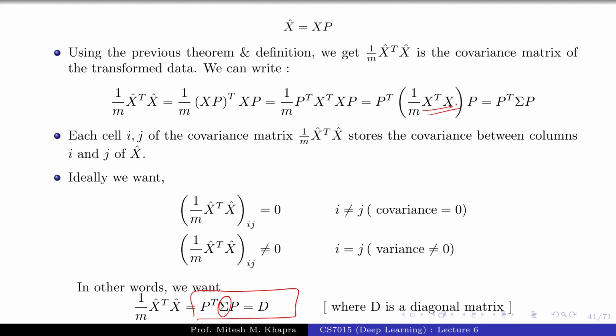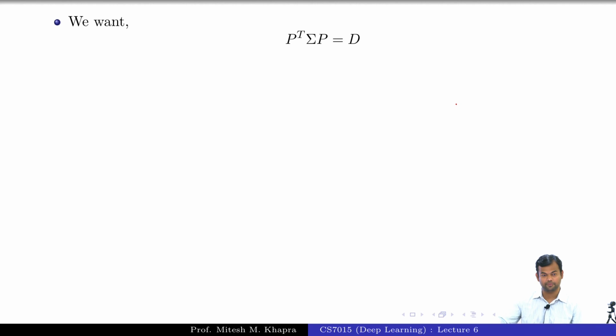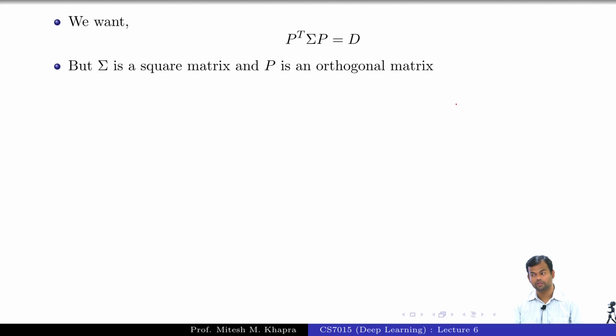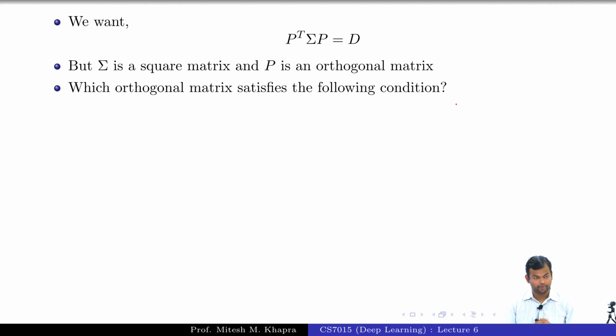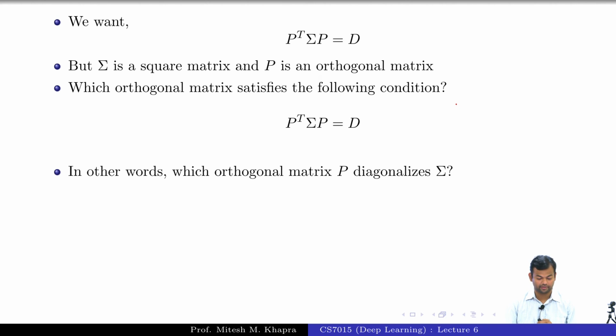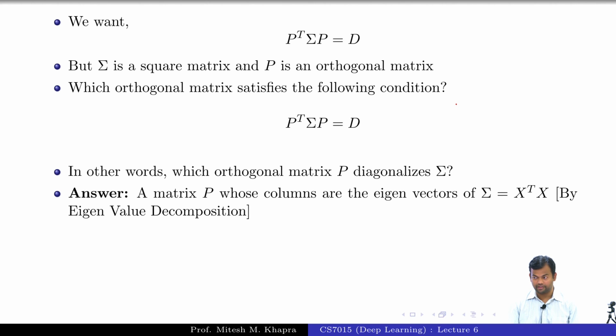All roads always lead to eigenvectors, right? So we want P transpose sigma P to be a diagonal matrix, and we know which set of vectors I put in P such that they will diagonalize sigma: the eigenvectors of X transpose X. P is the matrix of the eigenvectors of X transpose X.